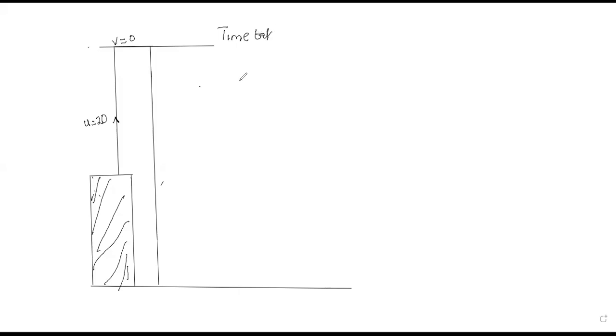Yes, sir. Okay, so the time taken to reach the maximum height, of course, is a vertically upward motion. And so it is still initial velocity divided by gravity. And so we have 20 divided by 10, which is equal to 2 seconds.